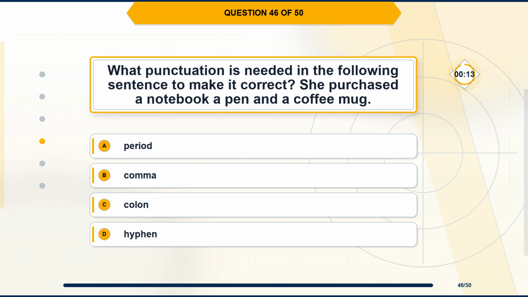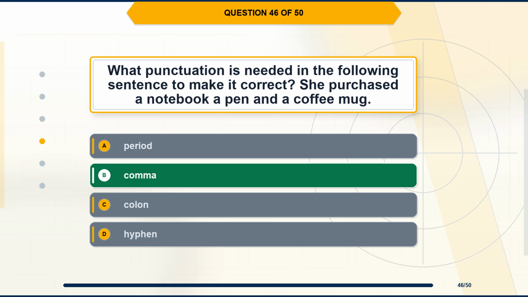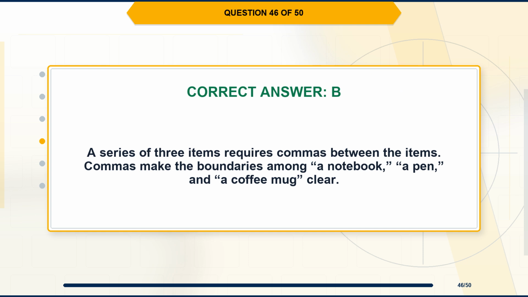Question 46. What punctuation is needed in the following sentence to make it correct? She purchased a notebook, a pen, and a coffee mug. Option A, period. Option B, comma. Option C, colon. Option D, hyphen. The correct answer is option B, comma. Explanation. A series of 3 items requires commas between the items. Commas make the boundaries among a notebook, a pen, and a coffee mug clear.